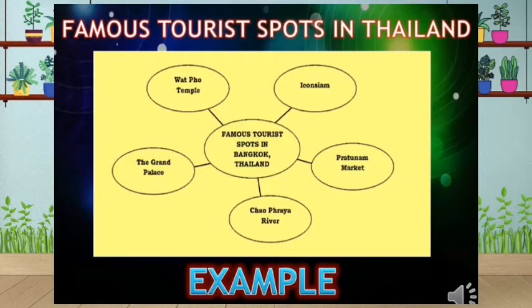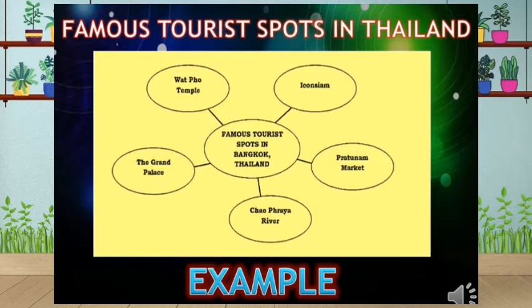I have here an example of a graphical representation using an informational map. In here, you can see a center oval which talks about the main idea or the main topic that you are given for your presentation. And next, we have 5 outside ovals which talk about the subtopics of your main topic. So in here, the center oval is famous tourist spots in Bangkok, Thailand. And the outside 5 ovals talk about the places of the famous tourist spots found in Bangkok, Thailand.